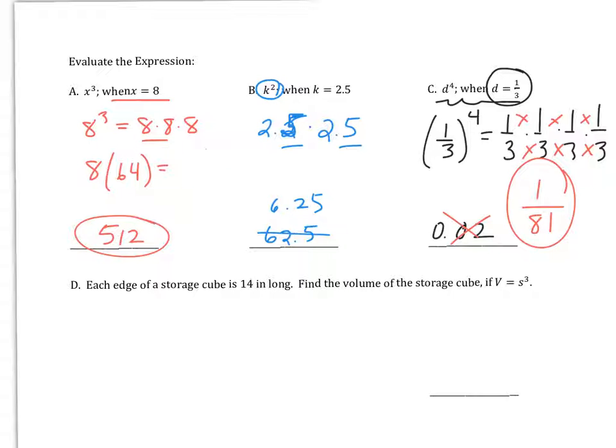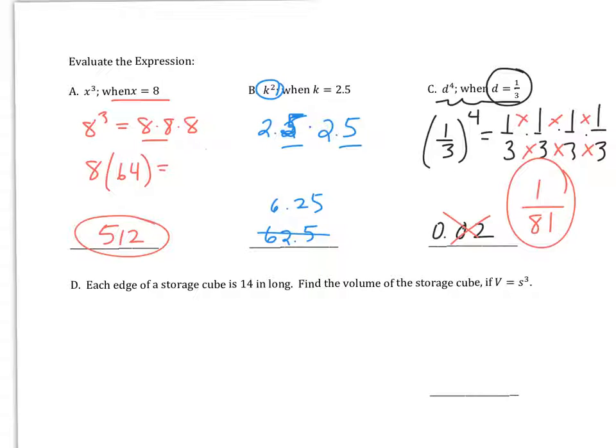D, putting this in the form of a word problem. Each edge of a storage cube is 14 inches long. Find the volume of the storage cube if volume is found by doing S cubed. All right, so we got 2 letters there. What does V stand for? What does the S stand for? Nope. Anybody else?